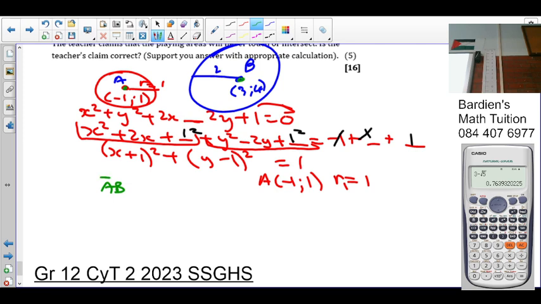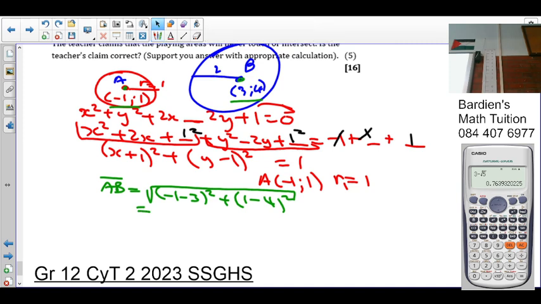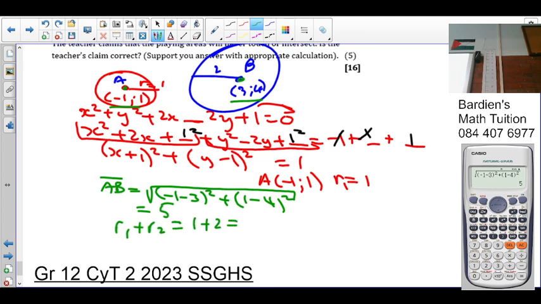Okay. So let's look at the distance AB. So we use that formula. So the length of AB is the square root of (negative 1 minus 3) squared plus (1 minus 4) squared. That gives you 5. Alright, radius 1 plus radius 2 is going to be 1 plus 2, which is 3.